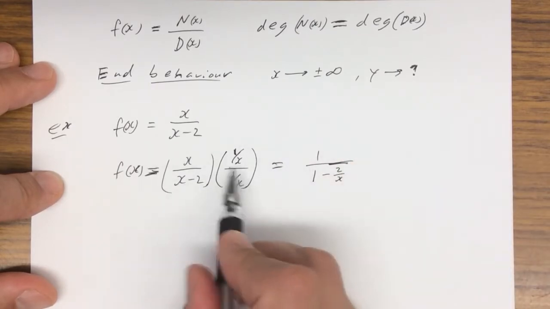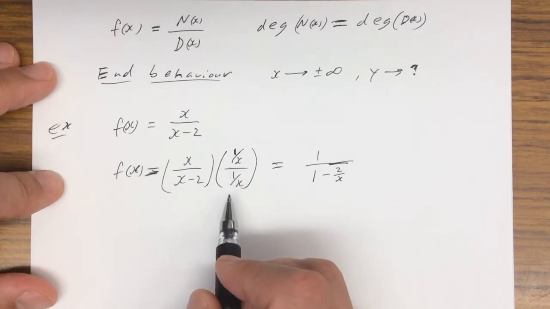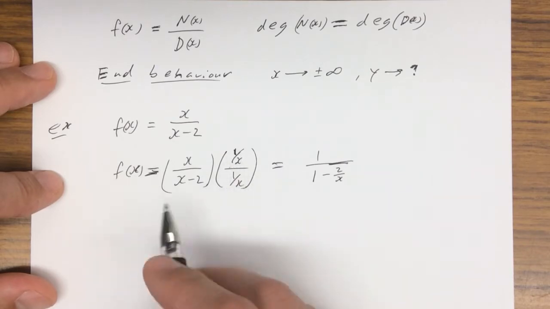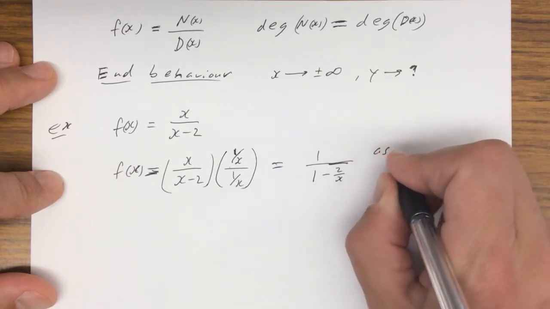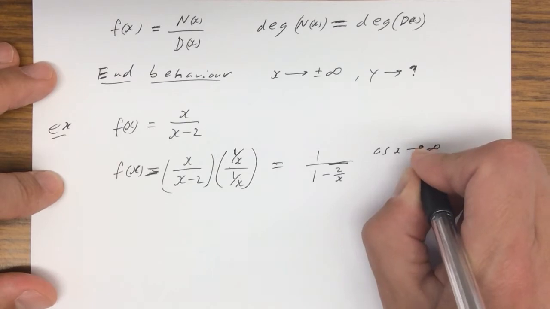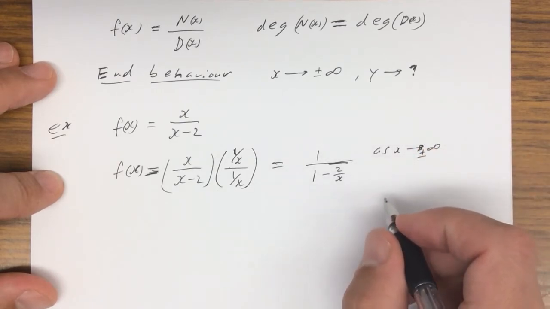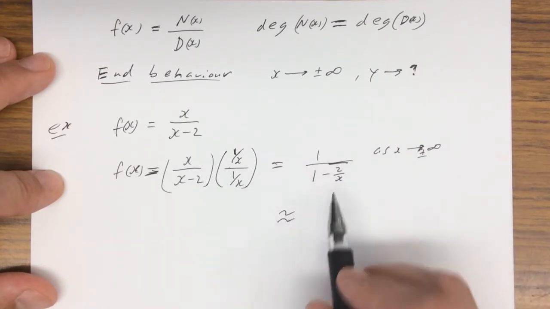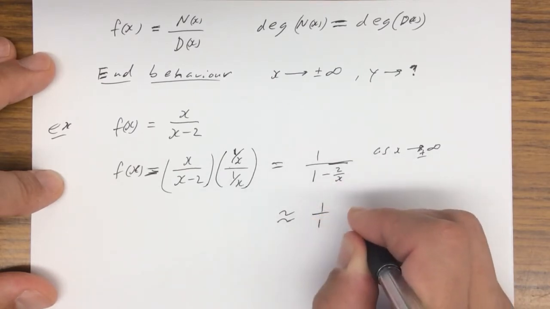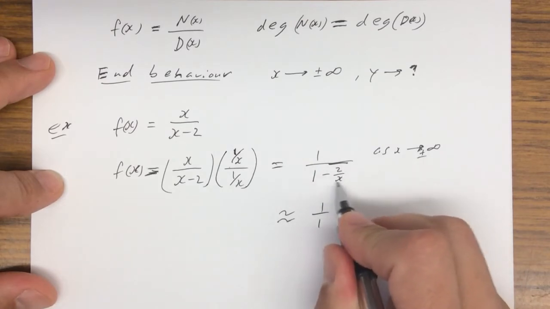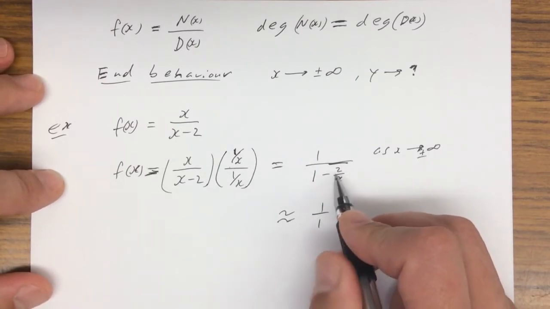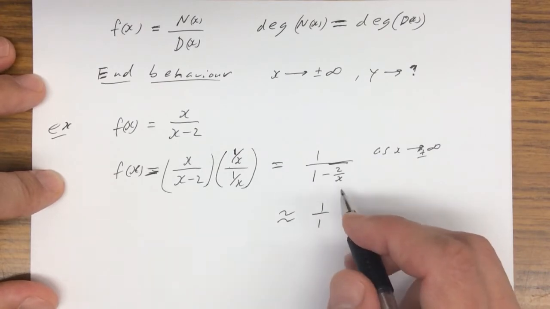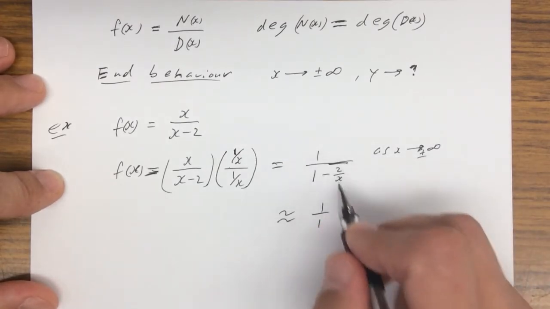Now, when we're looking at around x equal to 0, this is not valid. But when we're looking at large values of x, well, you can divide by large values of x here. So as x goes to plus or minus infinity, this is approximately equal to, and very closely equal to, just 1 over 1. Because 2 over x tends to 0. When you divide 2 by a really large number, it becomes 0, and 1 minus 0 is basically 1. So this becomes 1.